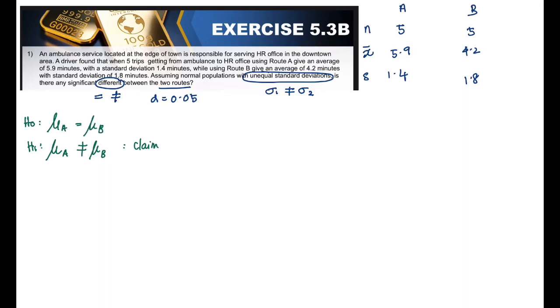So we want to test this hypothesis. Is there any difference? Adakah dia berbeza ataupun sama je menggunakan kedua-dua jalan? Okay, this one is step number 1. So what is step number 2? Do you remember? Step number 2 is the test statistic. So which formula do we want to use? What information do we have here? We have unequal standard deviation, unequal population variance, and a sample size of 5, which is less than 30.